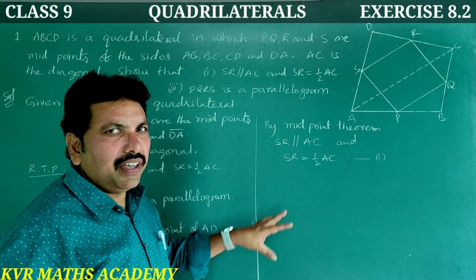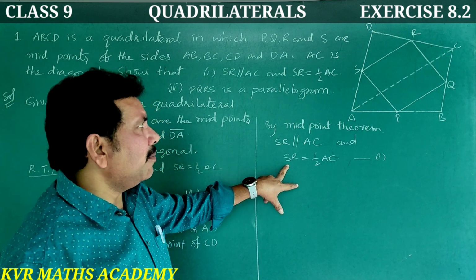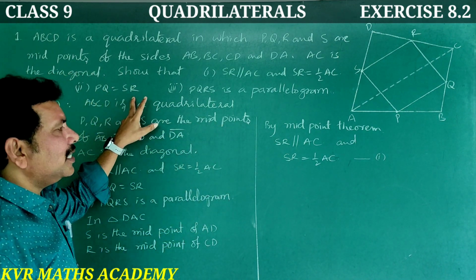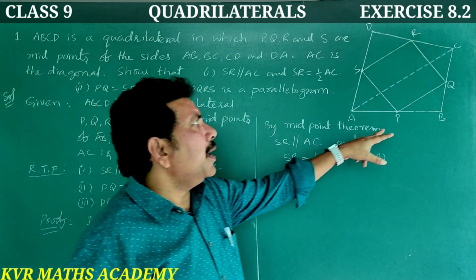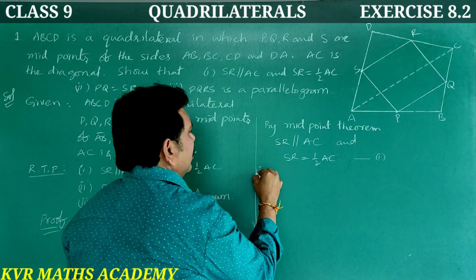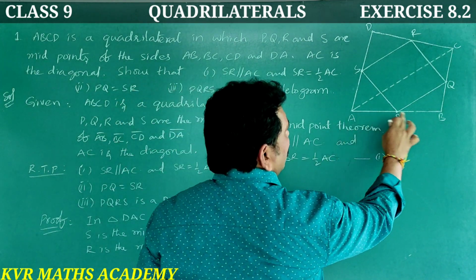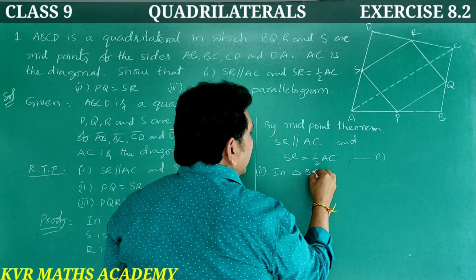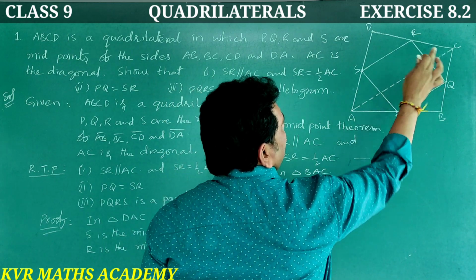SR is equal to half AC అనేది ఆ విధంగా తీసుకున్నాం మనం. నెక్స్ట్ అదే విధంగా ఇక్కడ మనం సెకండ్ ఏం ప్రూవ్ చేయాలి? PQ ఈజ్ ఈక్వల్ టు SR అని ప్రూవ్ చేయాలి. రైట్, ప్రూవ్ చేద్దాం. మళ్ళీ ఇప్పుడు ఏ ట్రయాంగిల్ తీసుకుందాం అంటే BAC ట్రయాంగిల్ తీసుకుందాం. ఇన్ ట్రయాంగిల్ BAC.